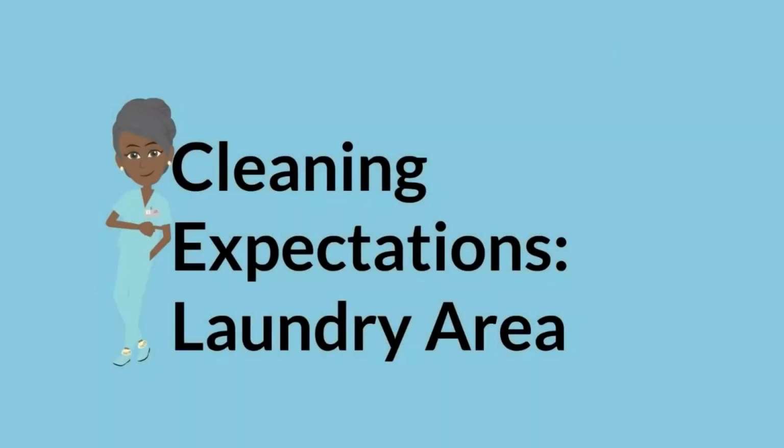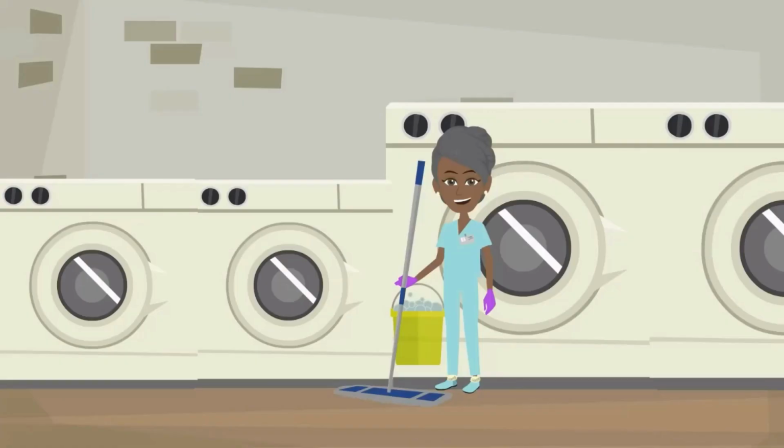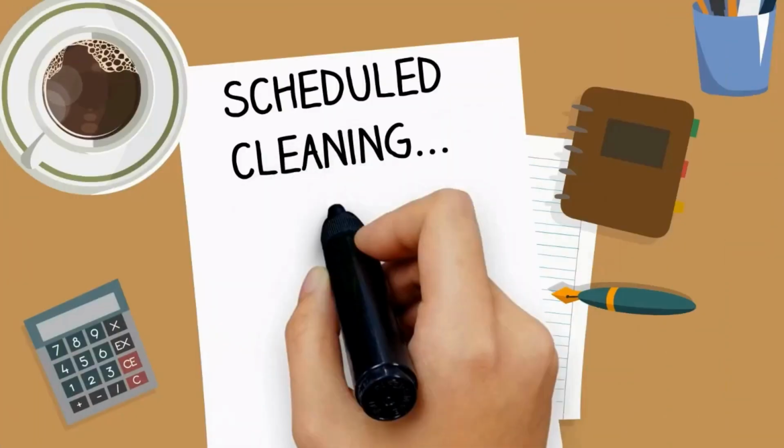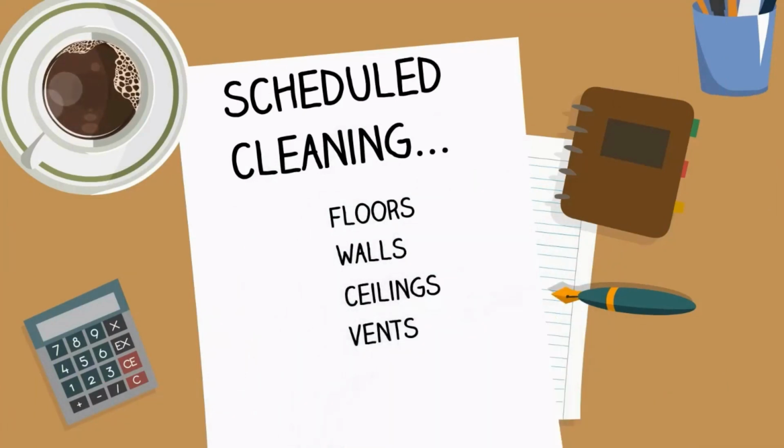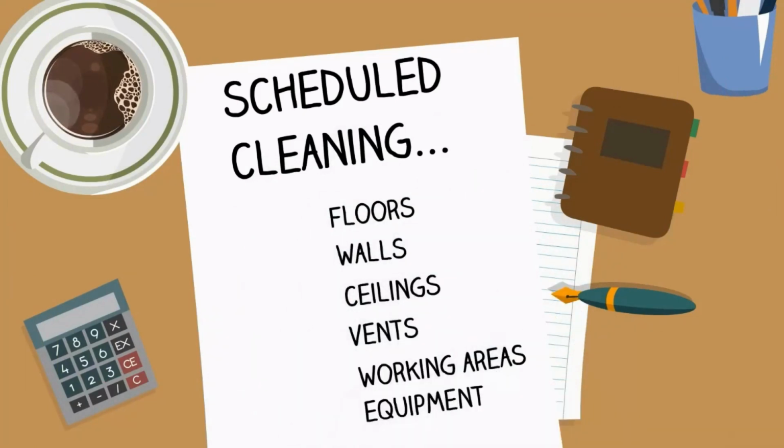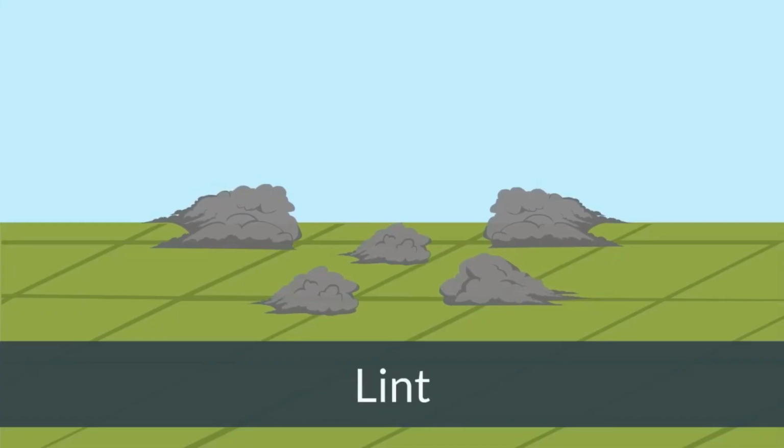Cleaning of the laundry processing environment. Environmental cleaning of the laundry processing facility is a basic infection control requirement as well. Schedule regular cleaning of the physical environment, including floors, walls, ceilings, vents, working areas, and installed equipment. Lint is both an infection control hazard and a fire hazard.